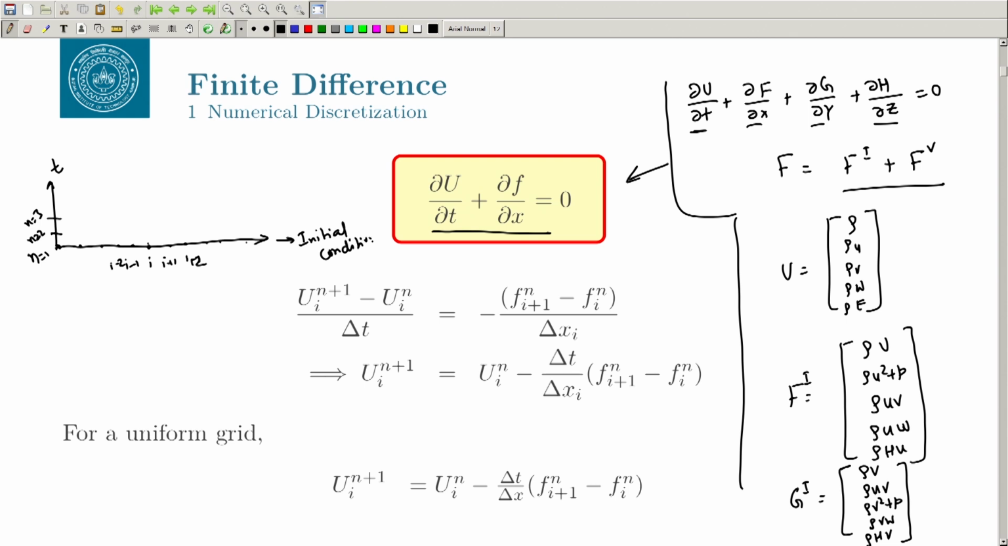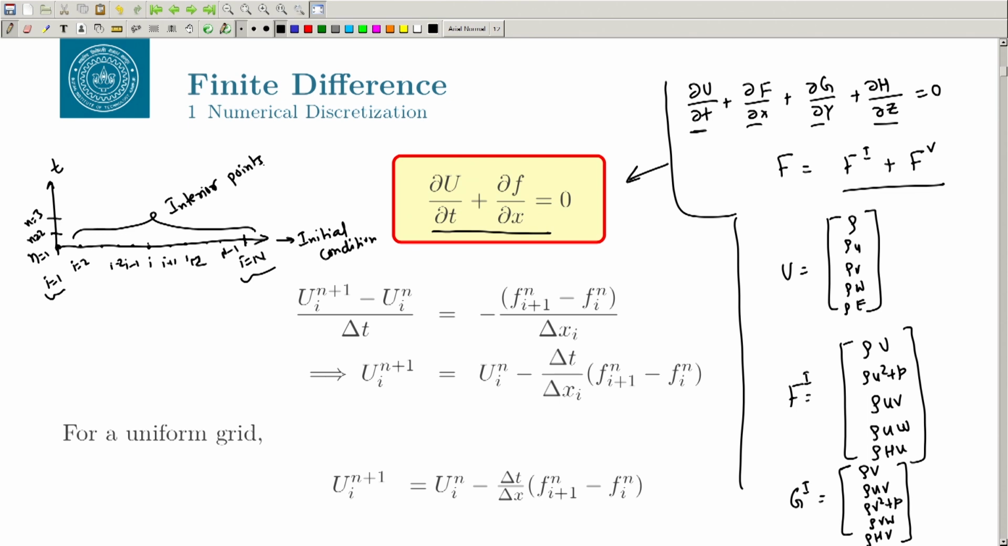Some suitable condition, and similarly at I equal to 1 and I equal to n, you will have the boundary conditions. These are called the boundary points, and all the points from I equal to 2 all the way to I equal to n minus 1 are called the interior points, which need to be solved using a suitable discretization scheme.